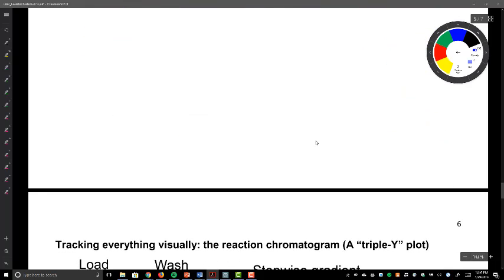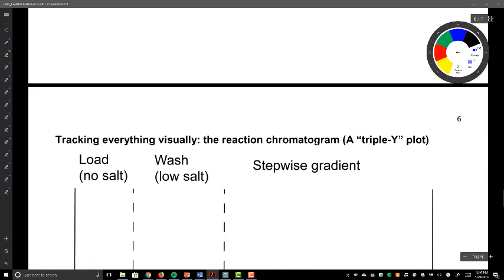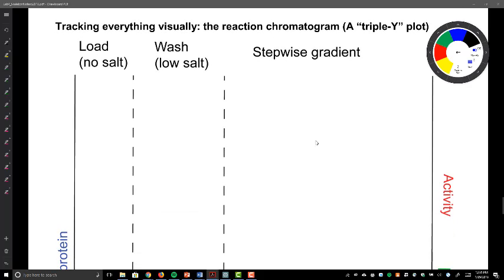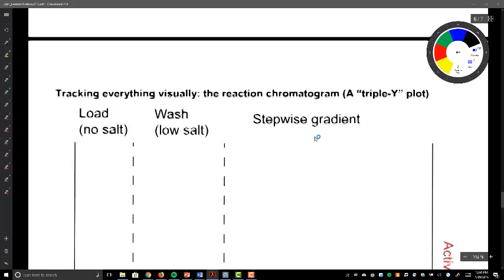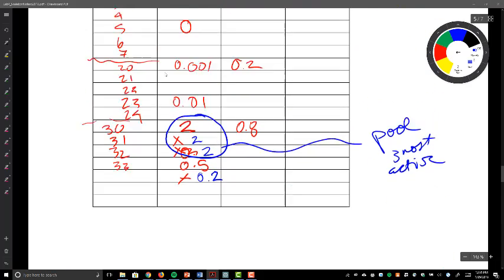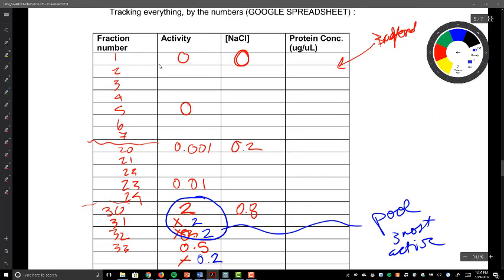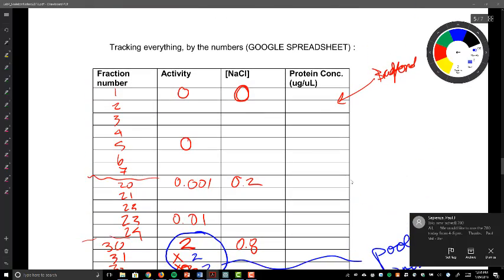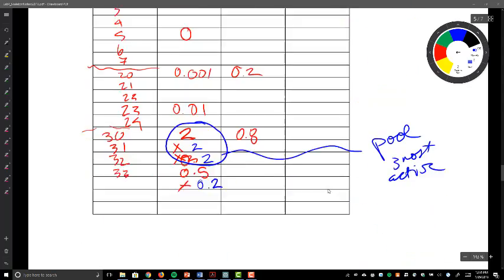So okay, we're going to be tracking everything in terms of numbers on a Google spreadsheet, but then how are we going to track everything visually? Well, you're going to be creating a chromatogram. And so you're going to take the activity, the salt concentration, and the protein concentration. Those are going to be your Y's, and you're going to graph them as a function of the fraction number on the x-axis.